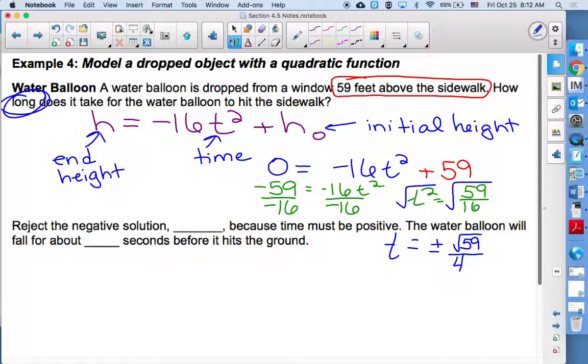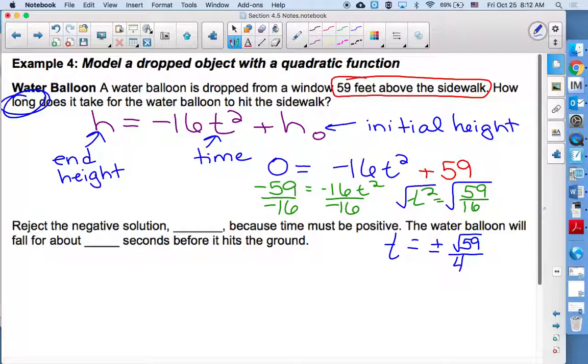And then underneath it does give you a little information. It says reject the negative solution because time has to be positive. So the water balloon will fall for about blank seconds before it hits the ground. So about how long does it take the water balloon to fall?